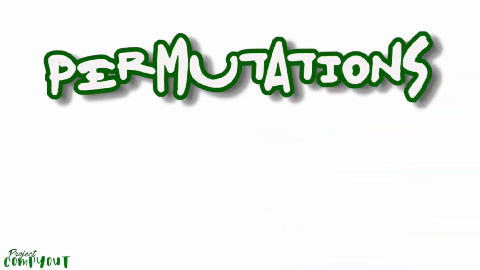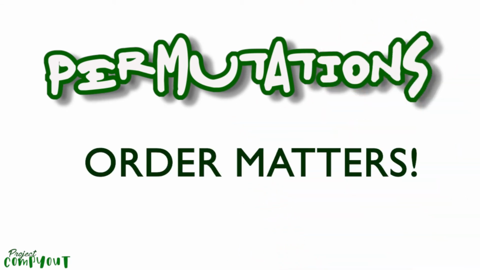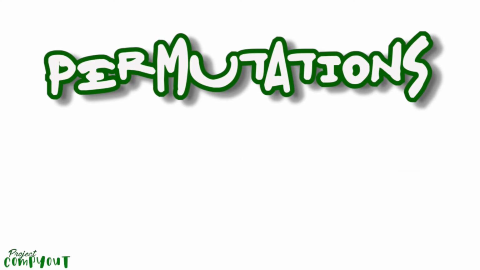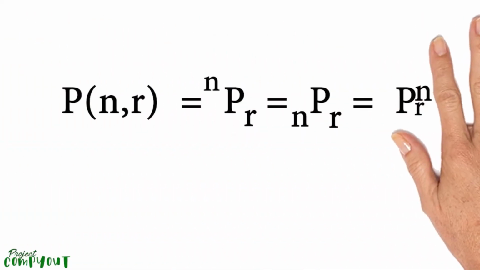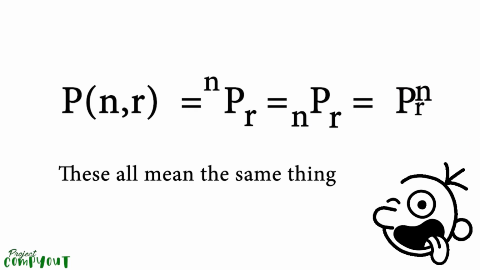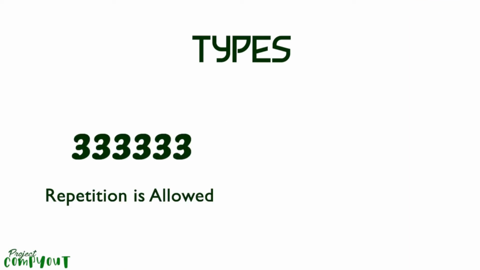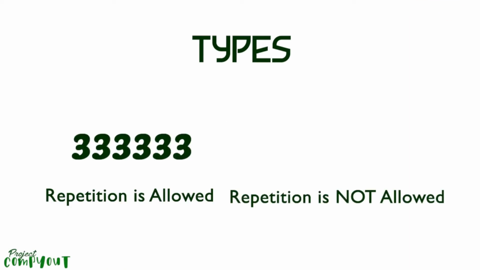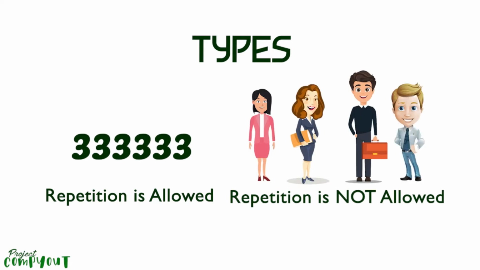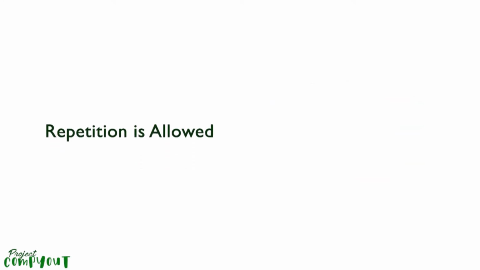And yes, order matters. What we are concerned about is the arrangement of the objects regardless of its composition. Instead of writing the whole formula, people use different notations such as the following, and they all mean the same thing. There are basically a few types of permutation. One is when repetition is allowed, and another is when repetition is not allowed, such as arranging 4 persons in a line. You cannot be first and second.